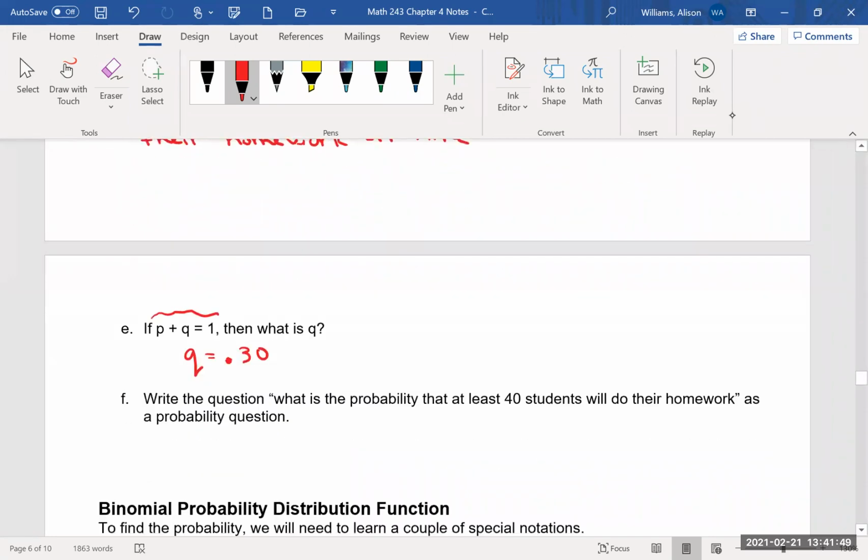Okay, so write the question, what is the probability that at least 40 students will do their homework? And they want us to actually write this into symbols. So this is what you would see on the homework. So they would say the probability that our value of X is going to be bigger than or equal to 40. So at least 40. So they could be 41, 42, 43. They could be all the way up to 50, but minimally they have to start at 40. So 40 of those 50 students doing their homework. That's going to be how they notate this. Now we'll talk about in the next video how you would actually calculate this.